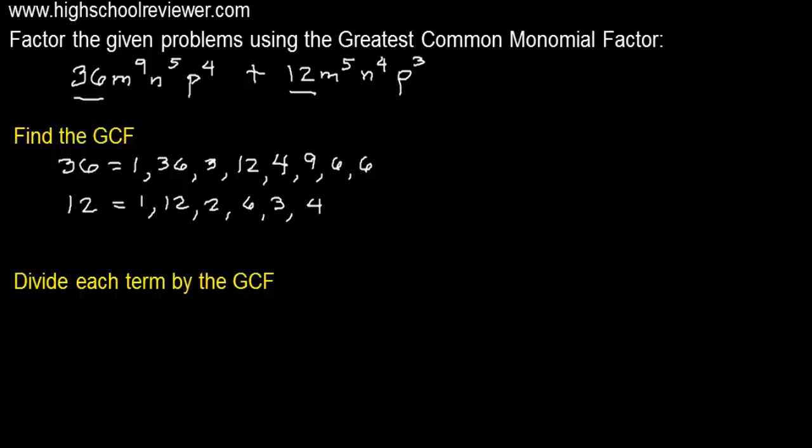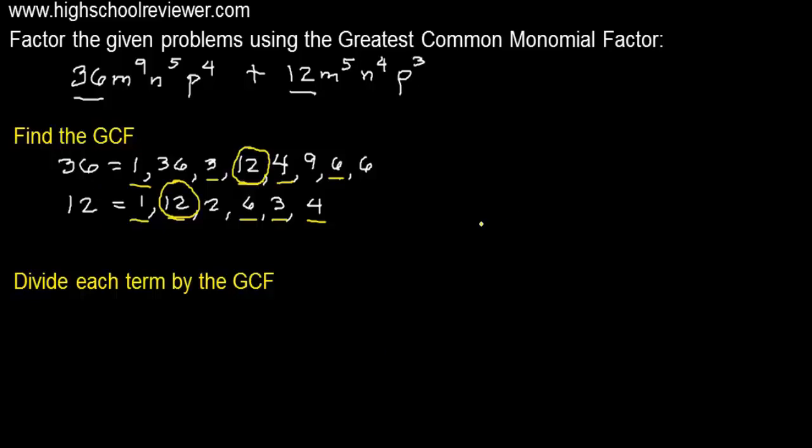Okay, and then let's find out the common factors. The common factors are 1. We also have 3, yes, 3. And then we have 4. How about 6? Yes, we have 6. And then we have 12. But the greatest common factor of them all is 12. So our GCF here is 12.